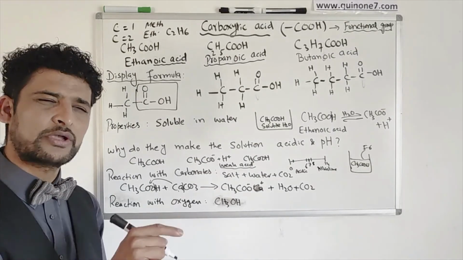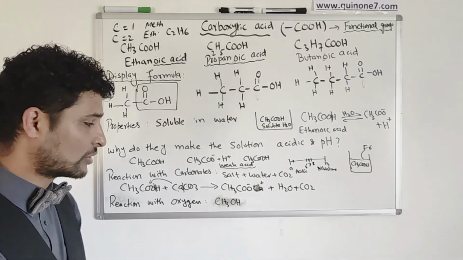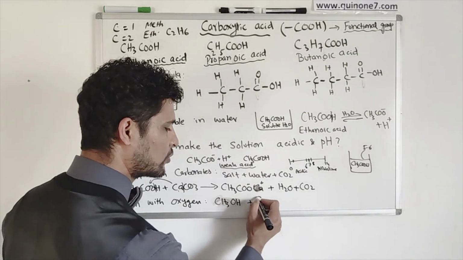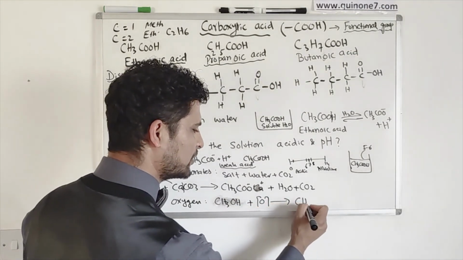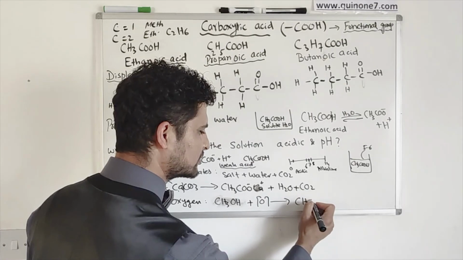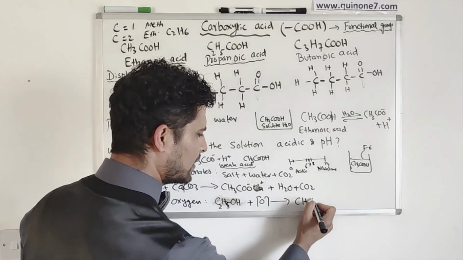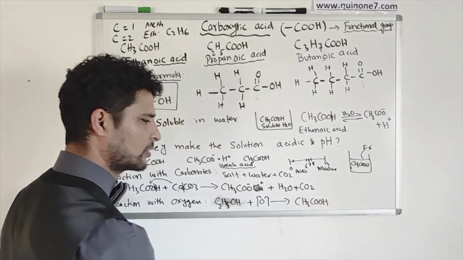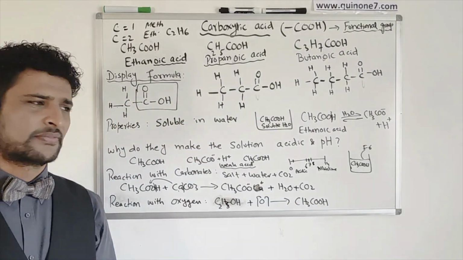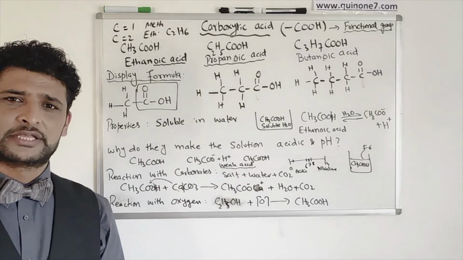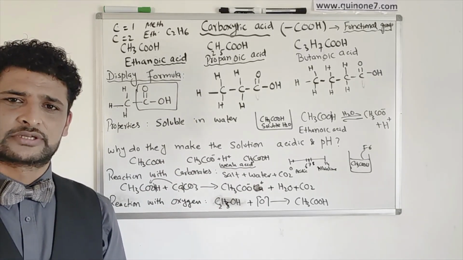What I'm trying to say is, how can you actually make the carboxylic acid? So the alcohols, when they undergo oxidation, they actually produce carboxylic acids. We can just say C2H5OH, and they can produce carboxylic acid. And this is how you can explain the properties and the structure of carboxylic acid.